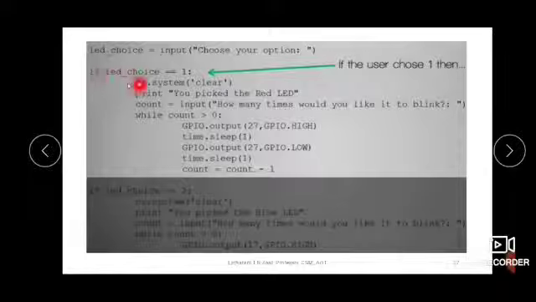You can also improvise this program. If the LED choice is equal to 1, then clear the output screen and then print you picked the red LED. So 1 is for red, right? So it will display you picked the red LED, and count equals input: how many times you would like the LED to blink? So how many times? 5 times, 10 times? That will be given as input by the user, which will be stored in the count.